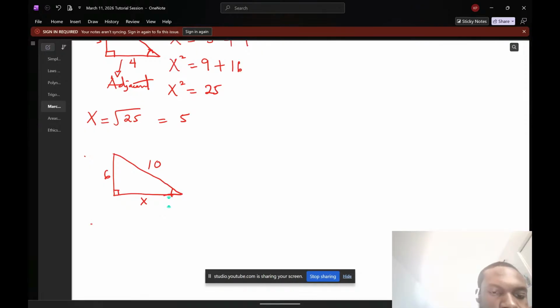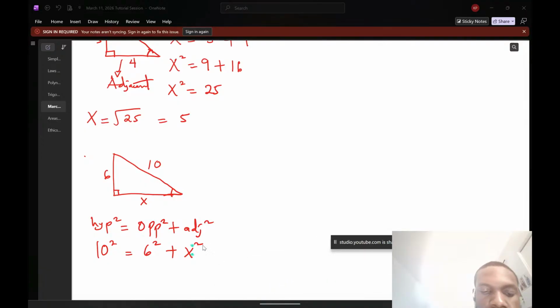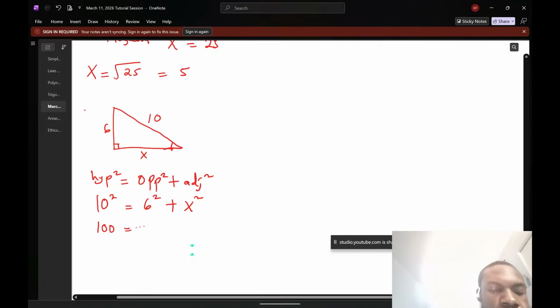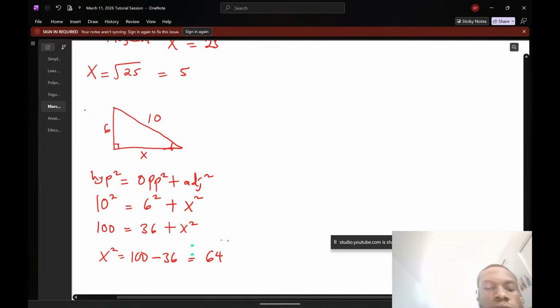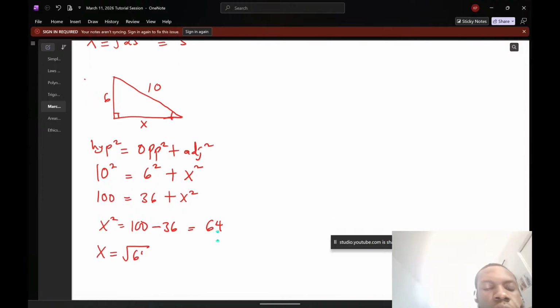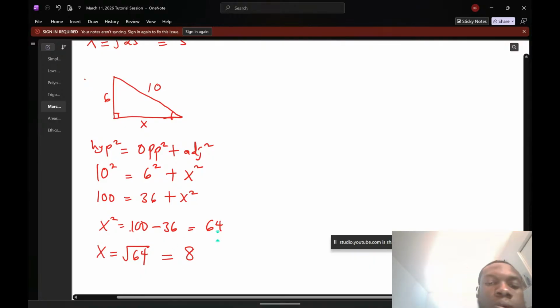So in this case, we know that the hypotenuse squared is equal to opposite squared plus adjacent squared, right? The hypotenuse is 10, so 10 squared is equal to 6 squared plus x squared. 10 times 10 is 100. 6 squared, 6 times 6 is 36, plus x squared. So x squared will be equal to 100, take 36 to that side, that becomes minus 36. 100 minus 36 gives us 64. So x will be equal to the square root of 64, and the square root of 64 is 8. Okay, so let's do another one.